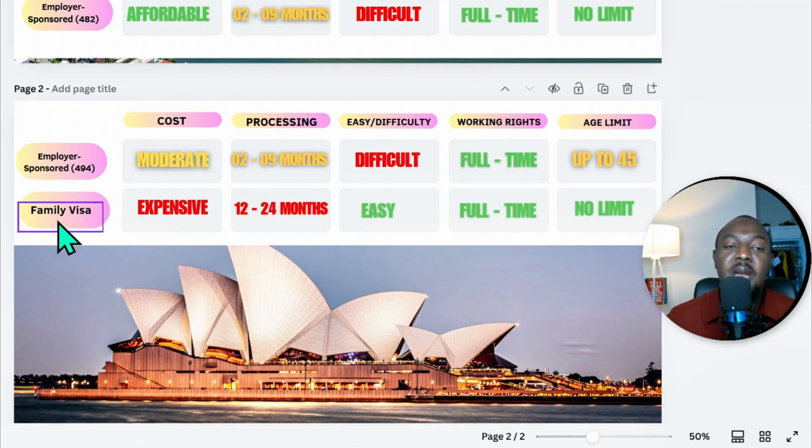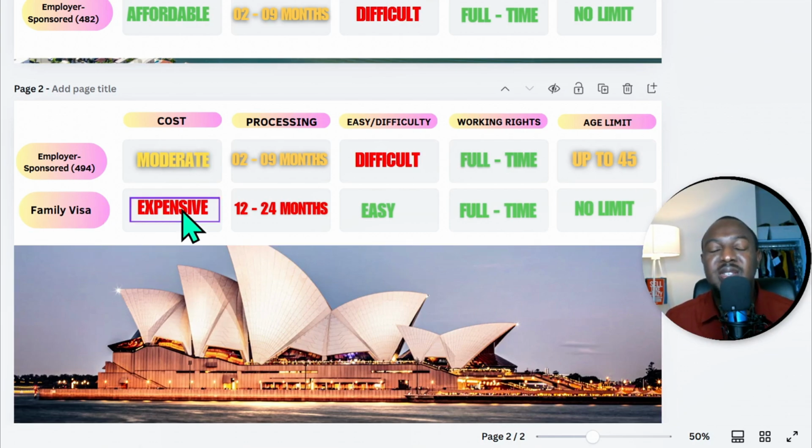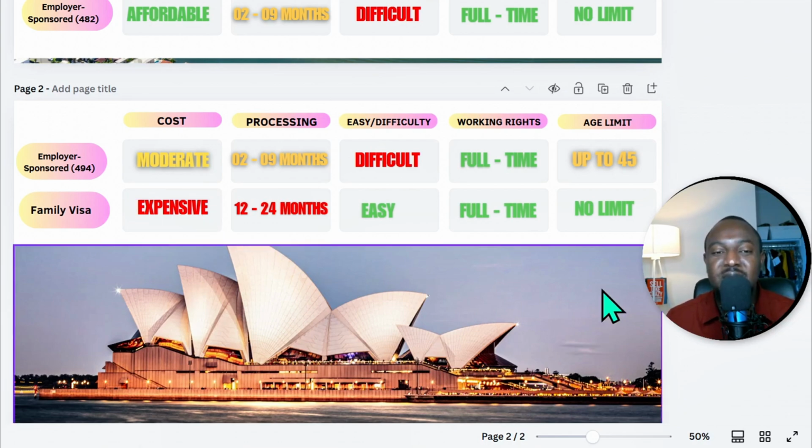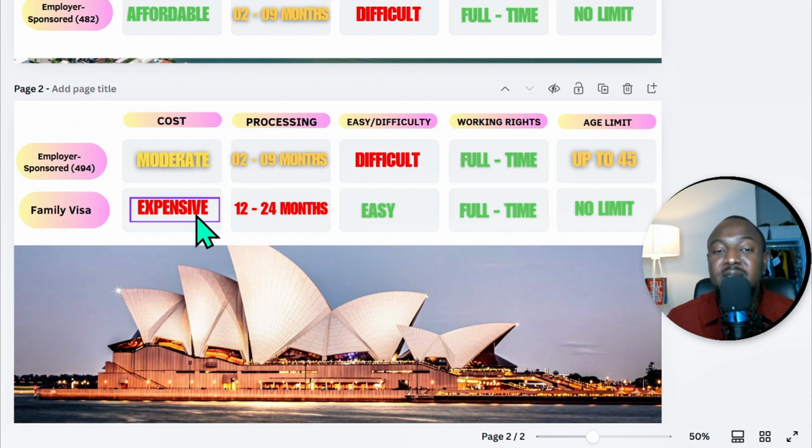Okay, so the cost is a bit expensive. So when we look at just the visa fees, 2024 is around 9,000 and something Australian dollars, just the visa application fee. We also have the child visas and also the parent visas. The parent visas can go up to like 48 thousand Australian dollars, just the parent visa. So this can turn out to be expensive.